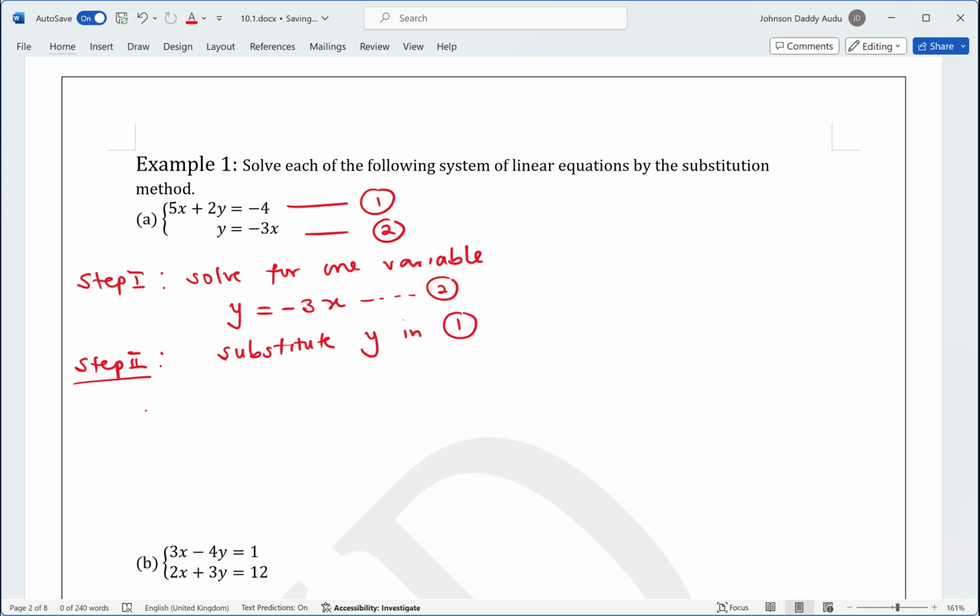And what does that mean? That means that we will have 5x plus 2. Remember, this is what we have. This is equation 1. So it becomes 5x plus, now, in the position of y, we will substitute minus 3x. And this is minus 4. So this will give us 5x minus 6x is equal to minus 4, right?